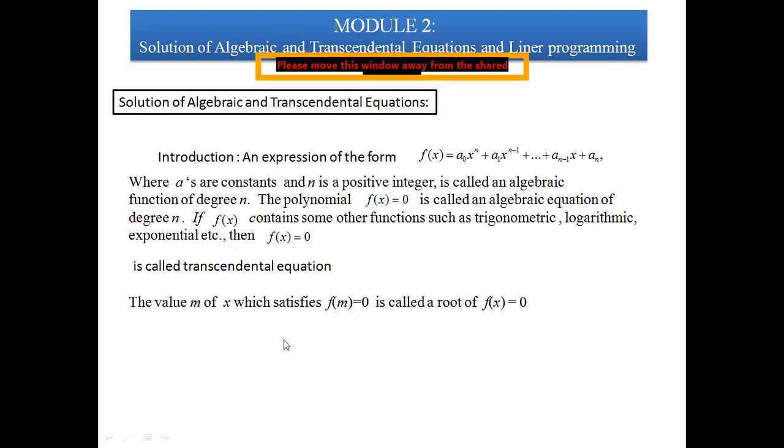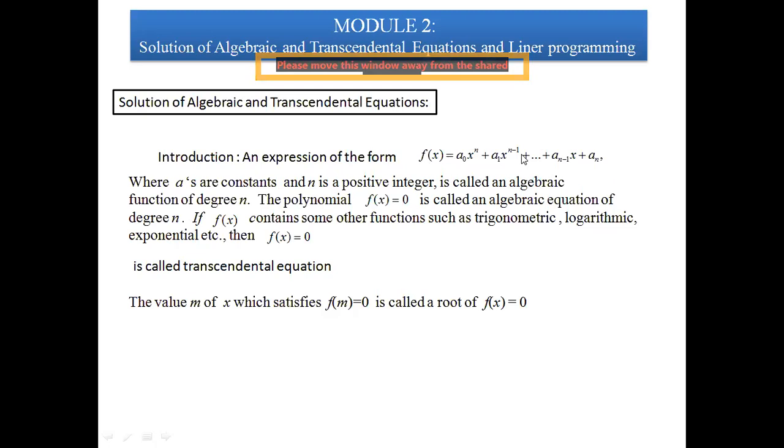When an expression is written like this, it is in terms of x. So there is a relation between x and y. Instead of y, we write it as f of x also. f of x is equal to a naught into x to the power n plus a1 into x to the power n minus 1 plus etc., and the last term is a n. The power of x decreases by 1, and all these a naught, a1, ..., a n are constants. And n is a positive integer, not a rational number. When an expression of this type is obtained, it is a polynomial of degree n.